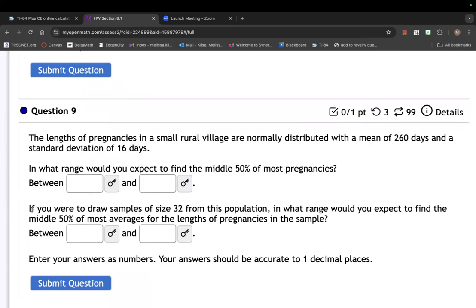The bottom now says if I was going to draw a sample size of 32 from this population, now use inverse norm with the new standard deviation. If they give you a sample size, use your new standard deviation. If they don't give you a sample size, use your original standard deviation. So for question 9, the first part is inverse norm with the original standard deviation. The second part is inverse norm using the new standard deviation.